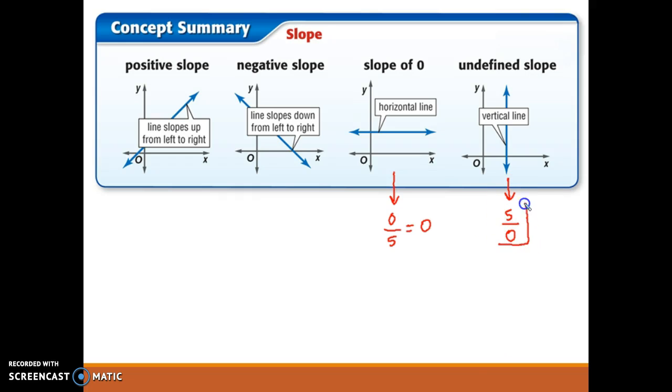You cannot ever divide by 0. So your slope is not going to be 5 over 0, because that's wrong. Instead, you're going to write out undefined. So your slope will always have a number, right? An example of a positive slope: 2. An example of a negative slope: -1/2. And then a slope of 0, your slope is just 0. And anytime you end up dividing by 0, you write undefined.